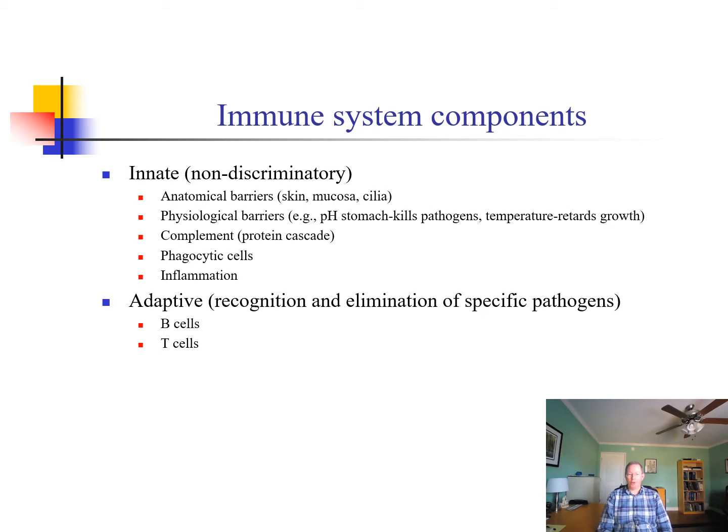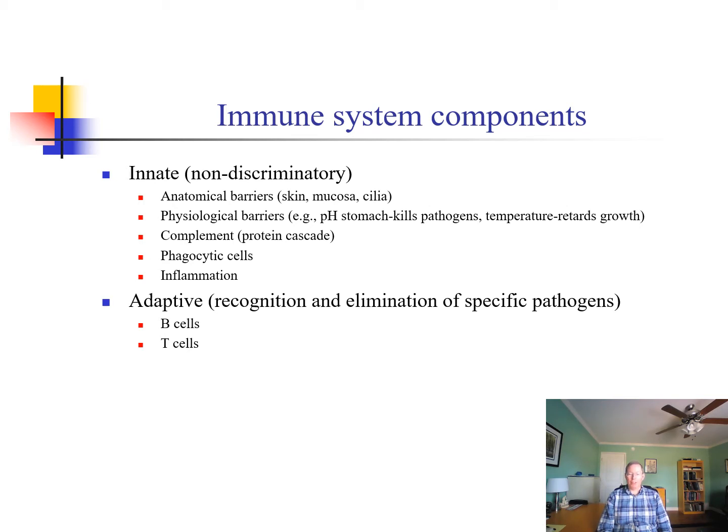Under the innate things we have are barriers like skin and mucosa in our gastrointestinal tract. We also have in our respiratory tract ciliated cells that have these little hair-like follicles that basically move pathogens that are trapped in mucus up so that we can cough them out or swallow them. There are physiologic barriers. For example, in the stomach, the hydrochloric acid gives a very low pH that kills most pathogens. We can adjust the temperature of our bodies to retard growth of potential pathogens.